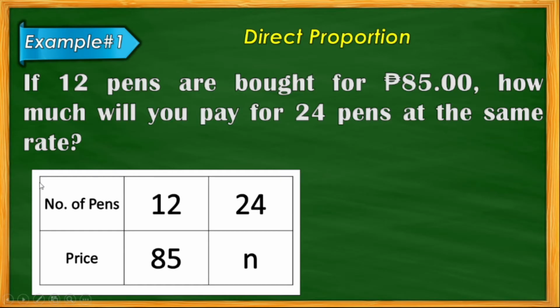This would be the table to make the ratio of the two quantities. So the number of pens and the price. The first quantity is 12 pens, and the price of the 12 pens is 85 pesos. And then, how much will you pay for 24 pens? So this would be the pens also, and the price is unknown. Now, let's solve for the unknown price.